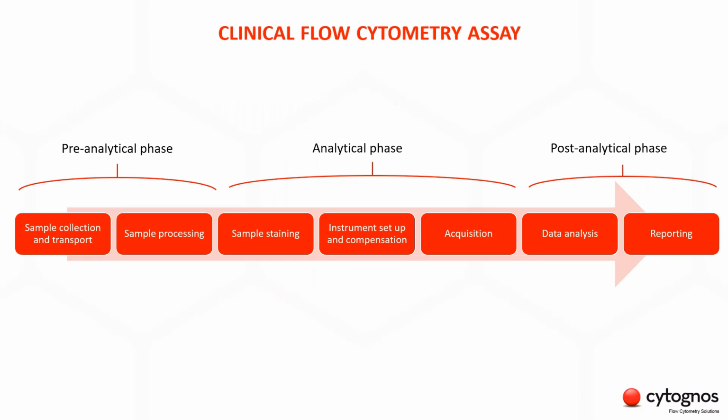So flow cytometry is definitely a versatile and powerful technique with many applications in clinical settings, but it's also complex and it has multiple steps. So first, we collect the specimen and transport it to the lab. Once it gets there, we process the sample and we stain it. And acquire the tubes in the instrument, which has been previously calibrated and compensated. And the last step is analyzing the data, and we report the result to the clinician.